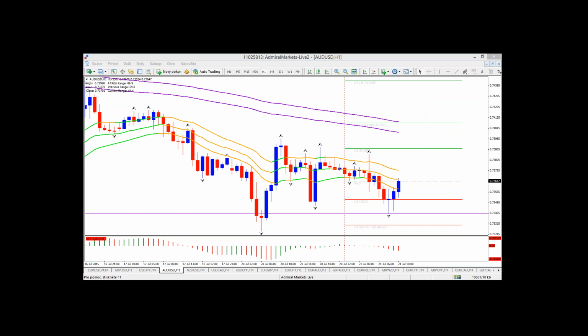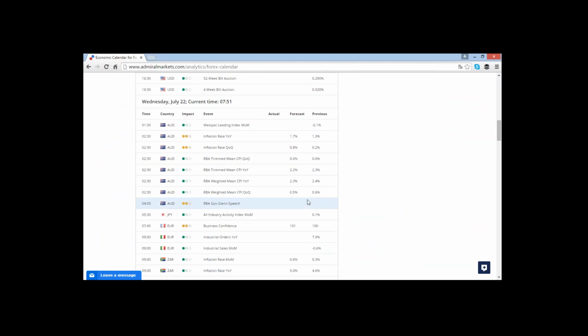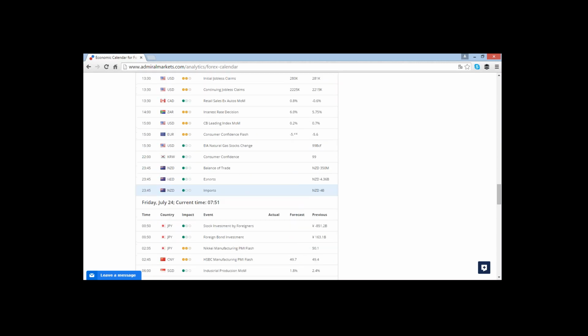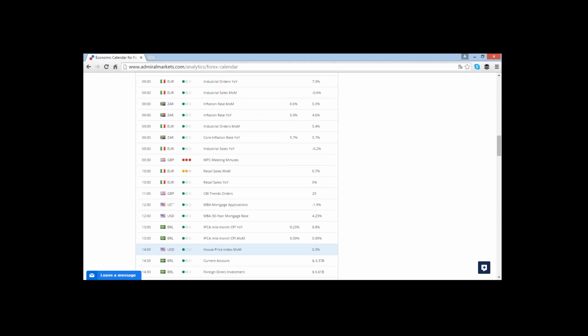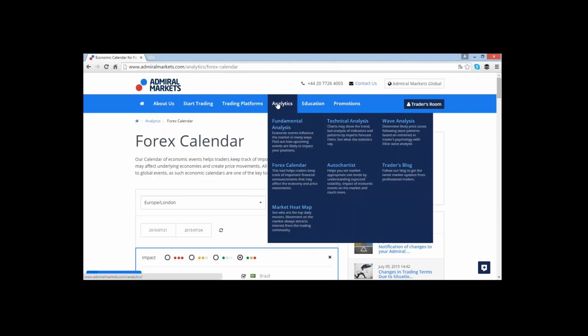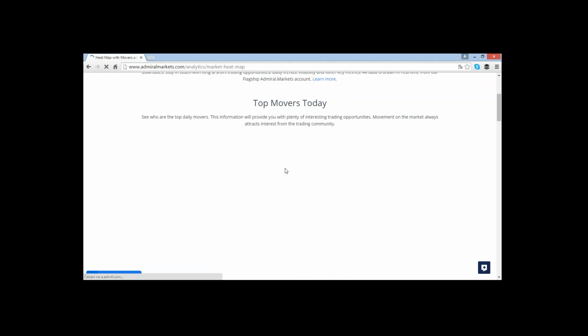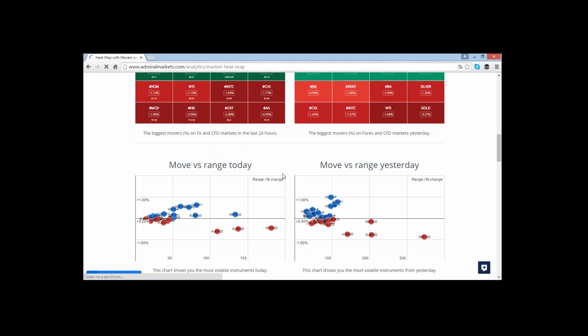Let me take a look at the heat map to see what kind of movements we are seeing. Otherwise, from a risk point of view, we have MPC meeting minutes tomorrow, just to finish that part. Let's see about the rest of the week. Anyhow, looking at the heat map, you can find that by going to analytics, then market heat map. It's very nice to take a look at the movement and volatility. And I don't think the Aussie is that high. Yeah, it's not high. That's today.